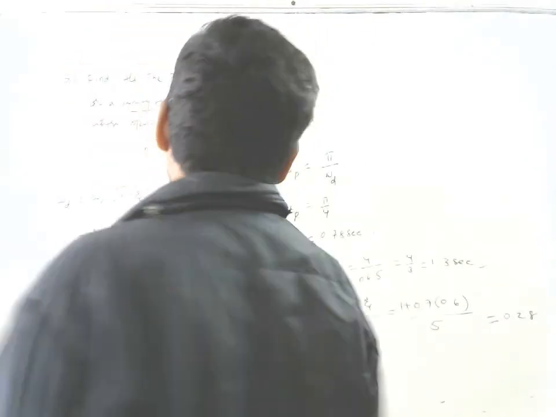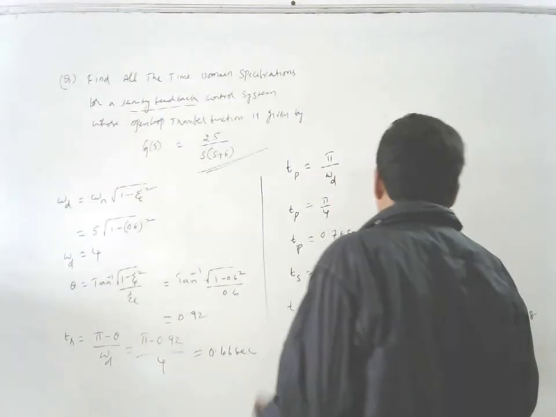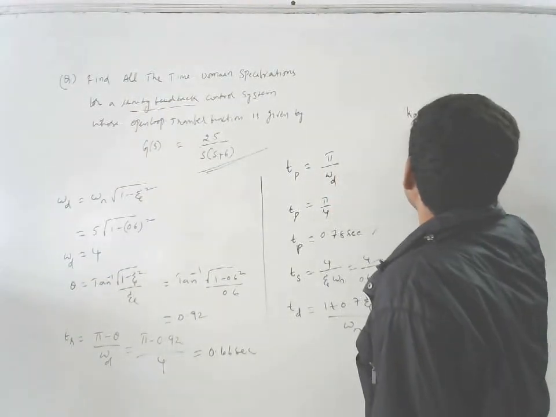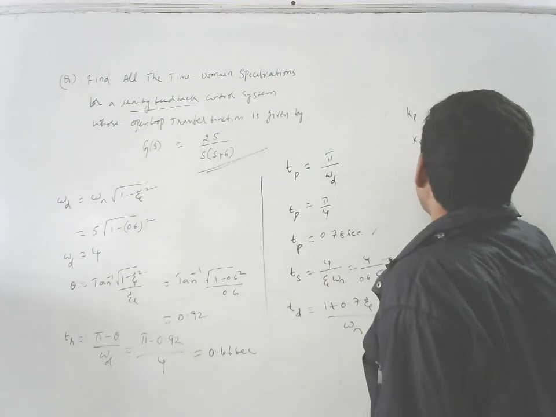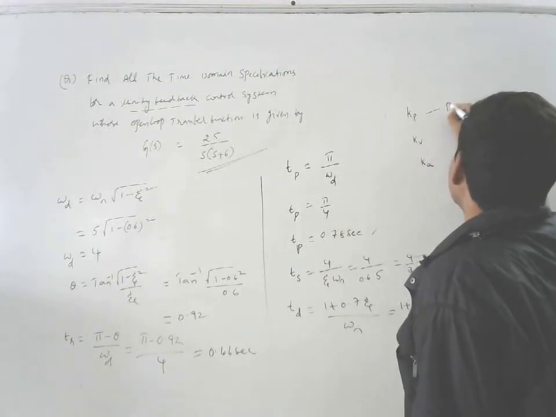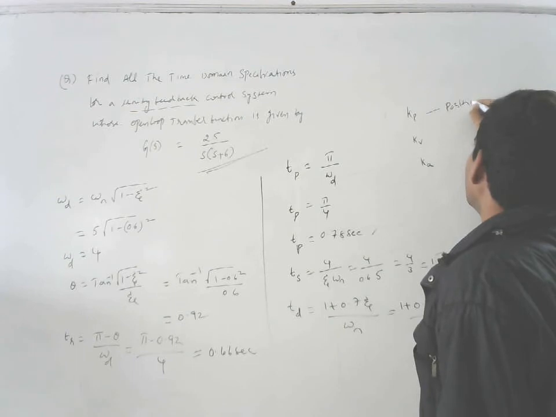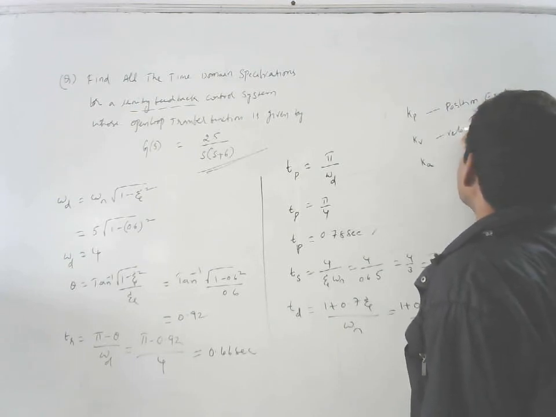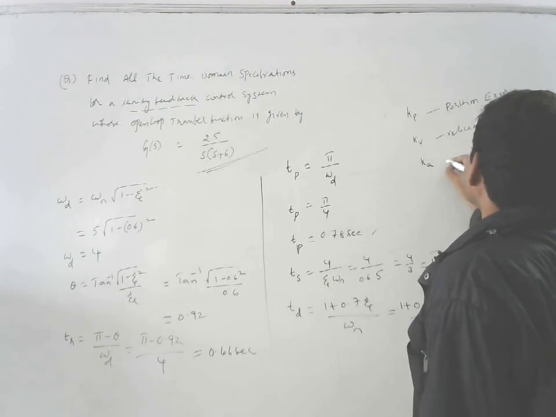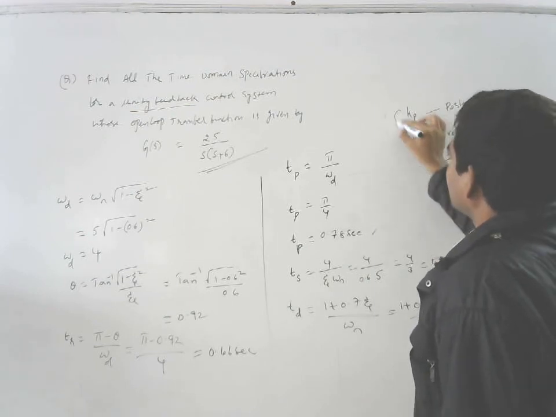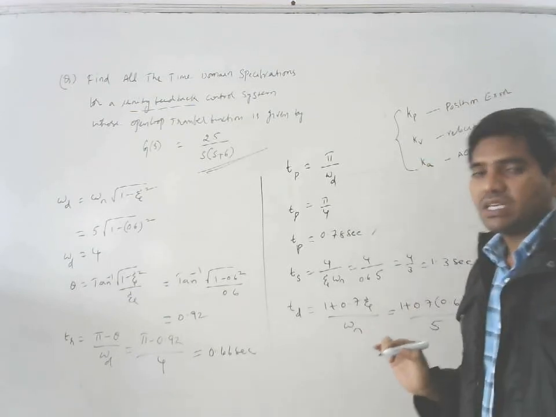Kp means, what is the Kp value? We need to find out for the given transfer function what is Kp, what is Kv, and Ka. Kp means position error constant, we call it the position error constant. Velocity error constant Kv. Ka means acceleration error constant. Acceleration error constant.